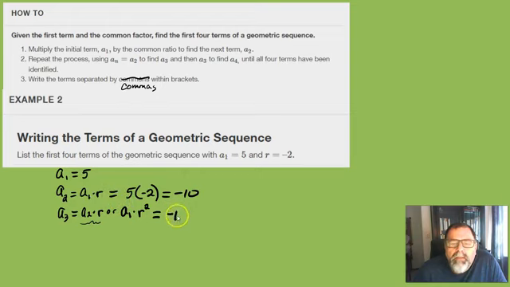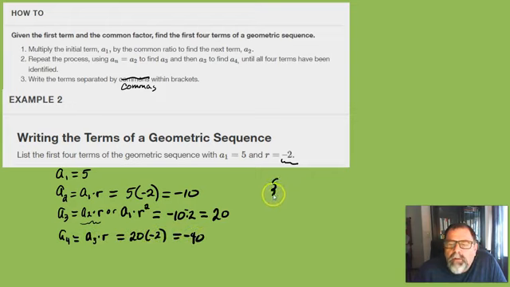So -10 times r, and r is -2. So we get +20. So this will be an alternating sequence. So a sub 4 will be a sub 3 times r, which is 20 times -2, which is -40. So our first 4 terms will be 5, -10, 20, -40, and so on.